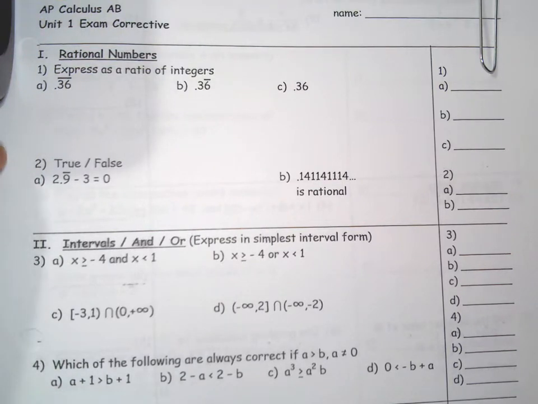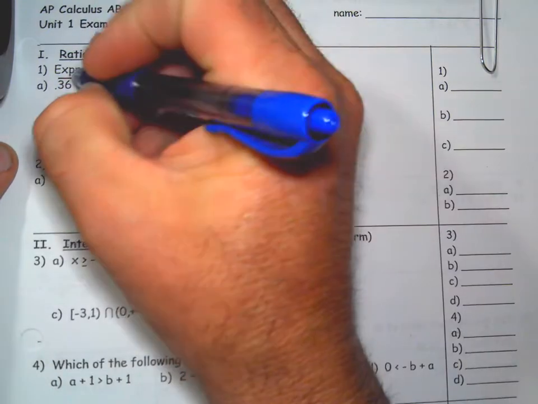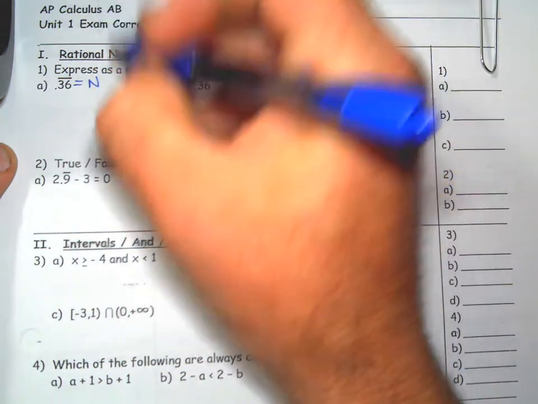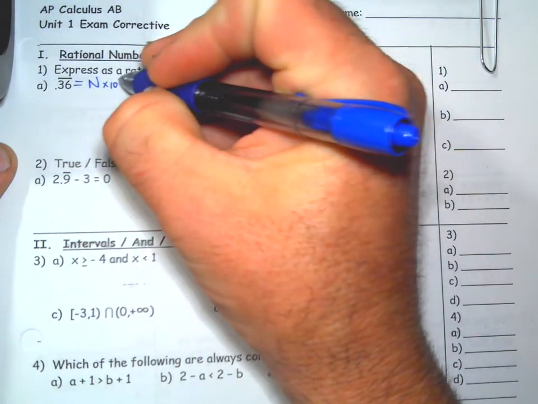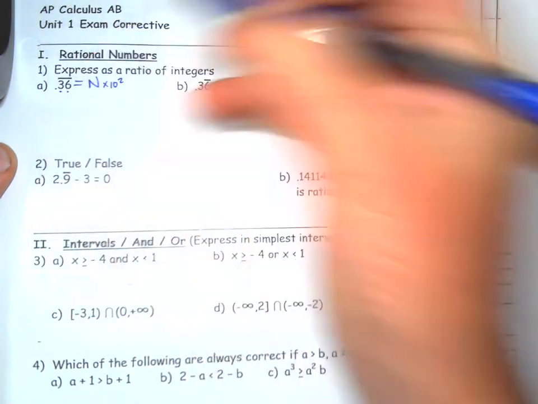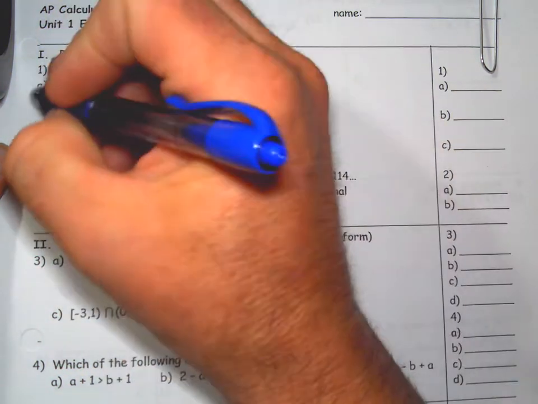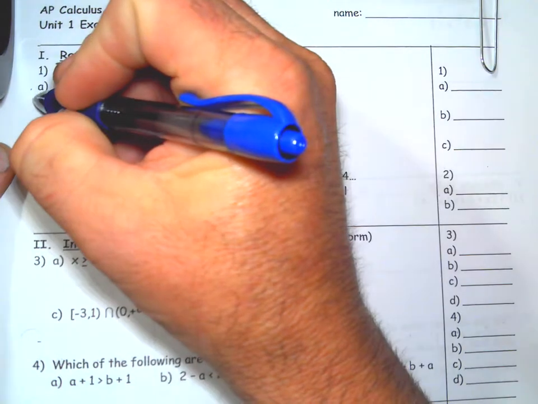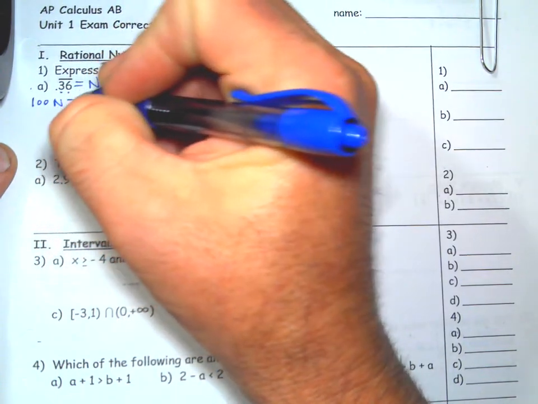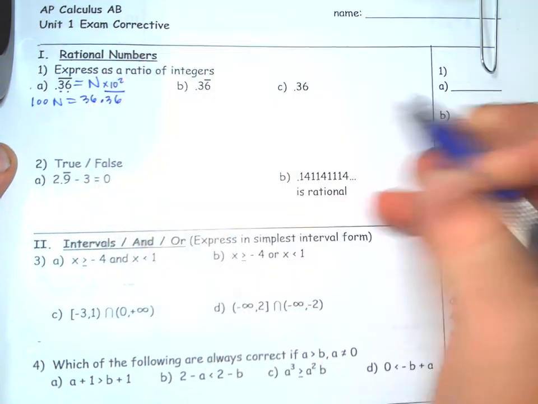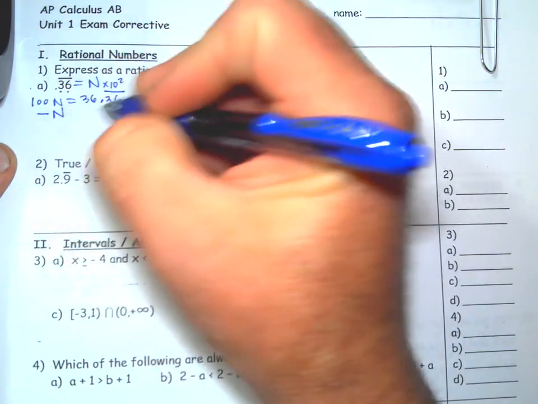ratios, rational numbers. So if it's a repeating decimal, usually I call it n, you're going to multiply by 10 to the power of the number of repeating spots. So that would be 100. So you're going to multiply both sides by 100, so you're going to have 100n equals 36.36 repeating.